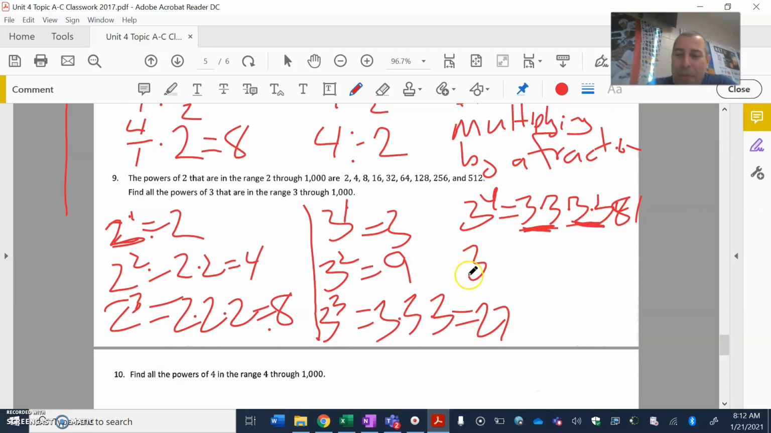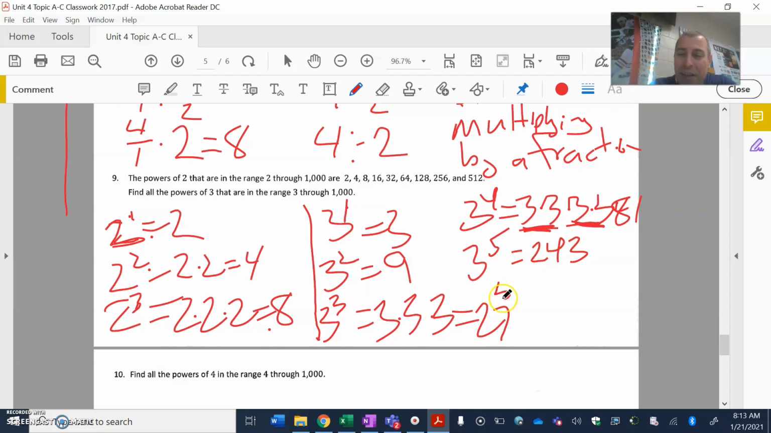All right. 3 to the fifth power. All right. Well, you've probably noticed by now that I've already got 3 to the fourth power, which I know is 81. But now I just have to multiply it by another 3. So I'm going to do 81 times 3. So 1 times 3, 3. 8 times 3, 24. Now I'm at 243.